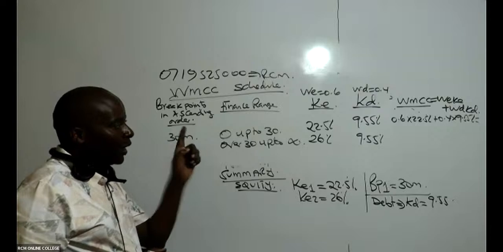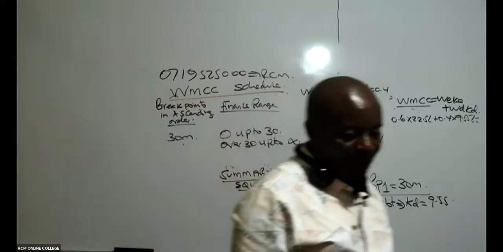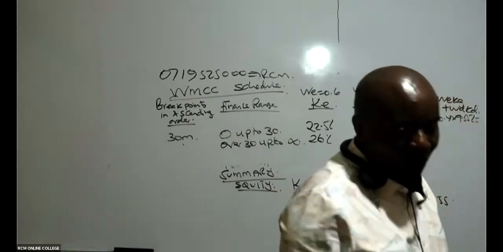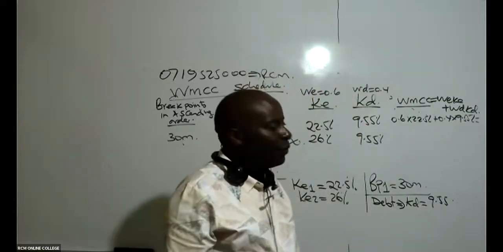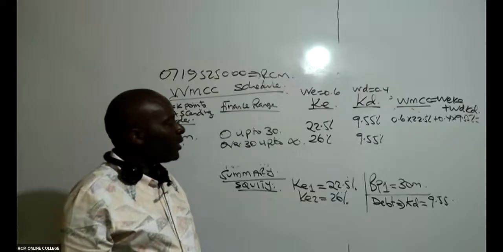Can somebody give me this answer before I start repeating? How do you get the 9.55? I'll come back to that. So before I start repeating, can somebody give me this answer here?